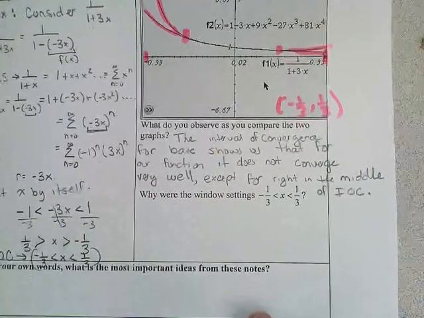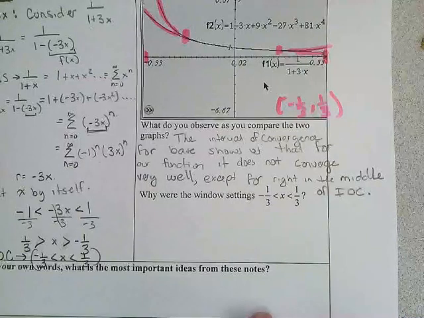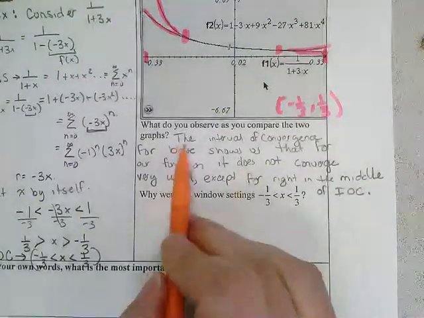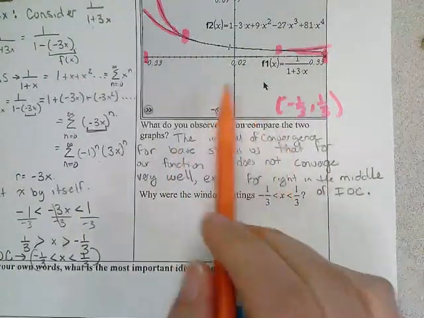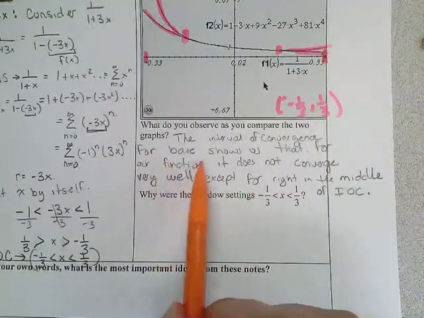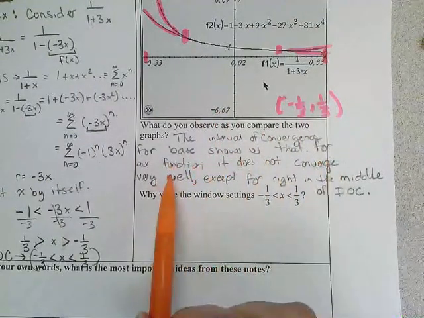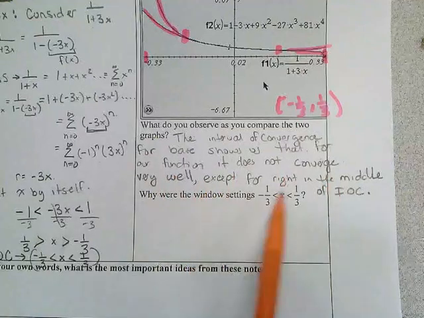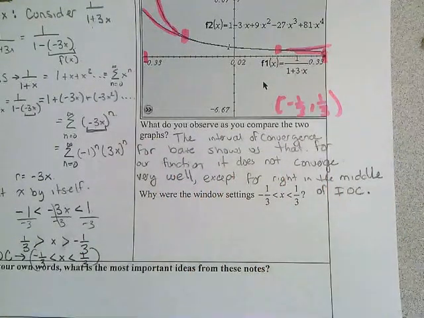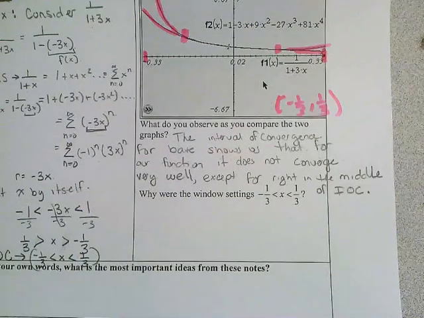And that's what we observed comparing the two graphs, that the interval of convergence for the base shows us that for our function, it does not converge very well except for right in the middle. So it does converge, just not very nicely.